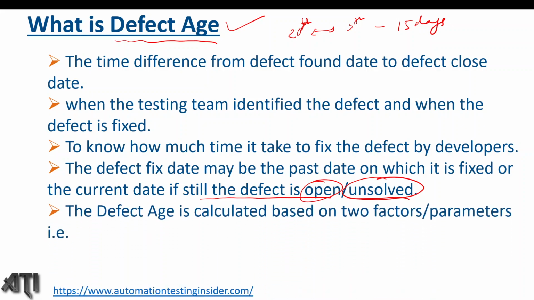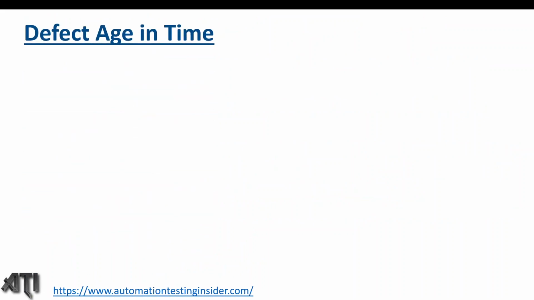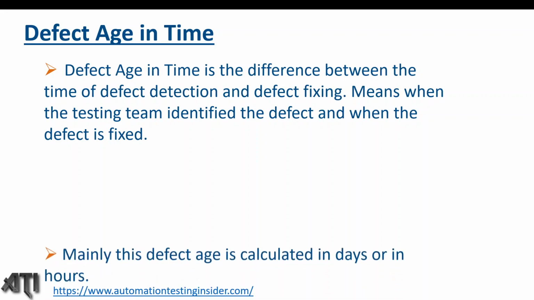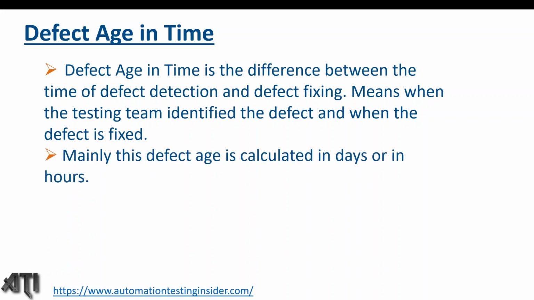The defect age is calculated based on 2 factors. So there are 2 factors, guys. One we can calculate based on time, and another one is using software development phases. Okay, I'll explain. So defect age in time: how can we calculate it? Defect age in time is the difference between the time of defect detection and defect fixing, meaning when the testing team identified the defect and when the defect is fixed. Mainly this defect age is calculated in days or in hours, as I have discussed earlier.